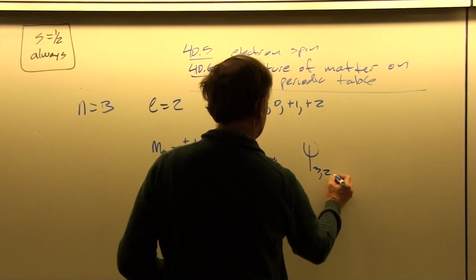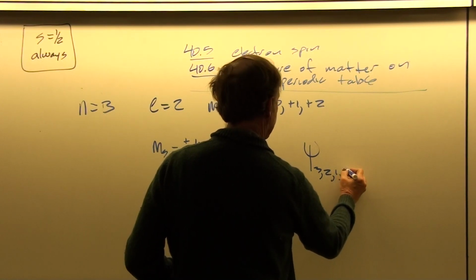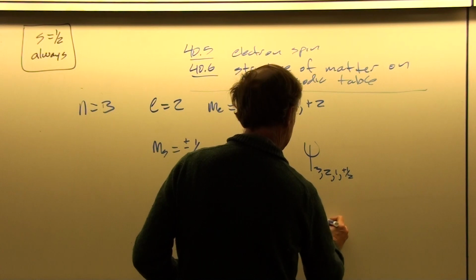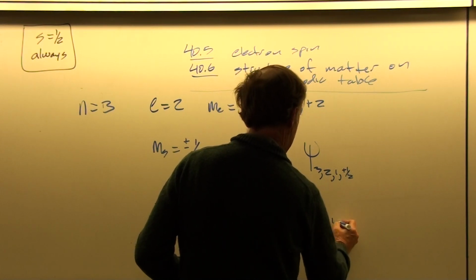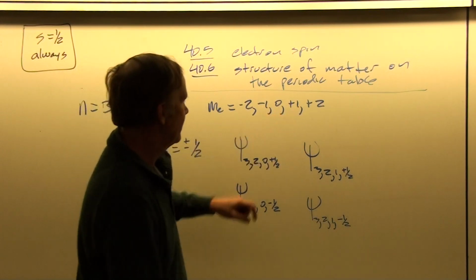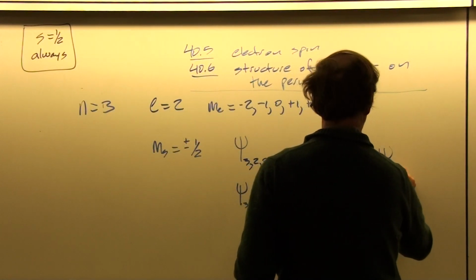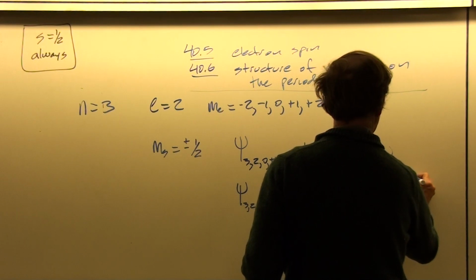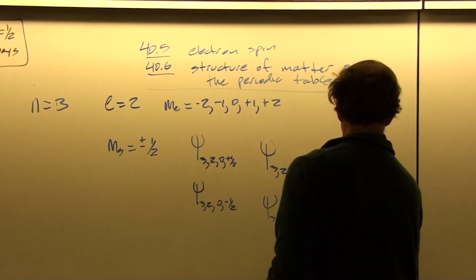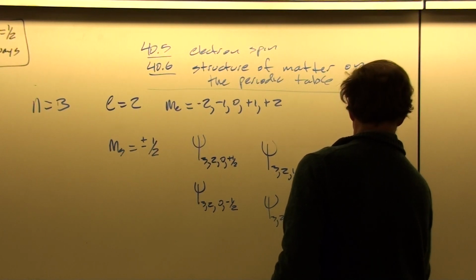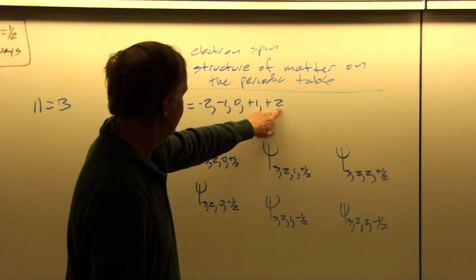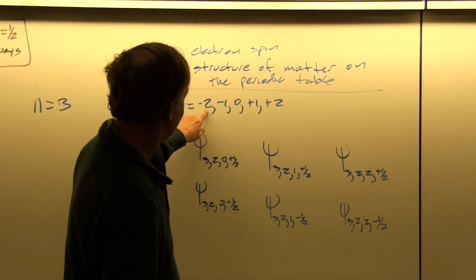3, 2, 1 +1/2. And psi of 3, 2, 1 -1/2. So that takes care of this one. Then I can do psi of 3, 2, 2 +1/2. And here I can do psi of 3, 2, 2 -1/2. That takes care of this one. So I still have these two to take care of.